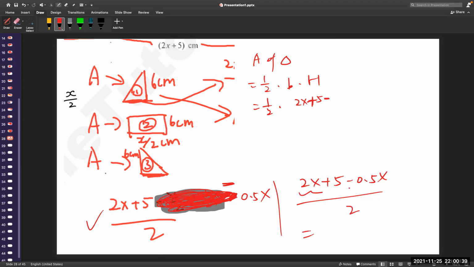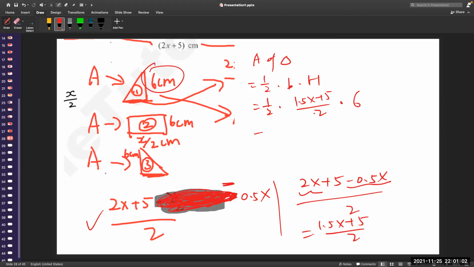So you have 2x here, you have minus 0.5x, so you end up with 1.5x plus 5 divided by 2. So the base is actually this, which is simpler. So I'm going to sub in my base, 1.5x plus 5 over 2, times 6. The height is 6.